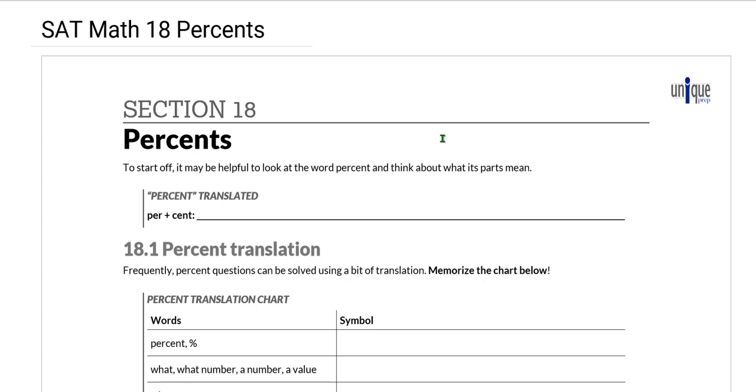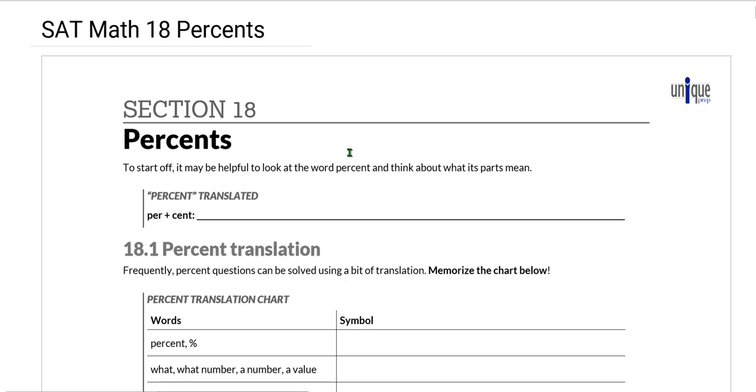Having said that, the way that percents are tested on the SAT can be a little bit different from how you have seen them tested in your school classes, in work that you've done prior to the SAT. So we are going to go over some strategies and techniques in this section that are more tailored to the types of percent questions that you will see on the SAT.